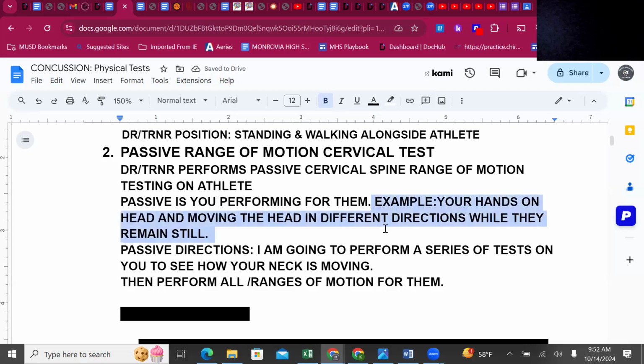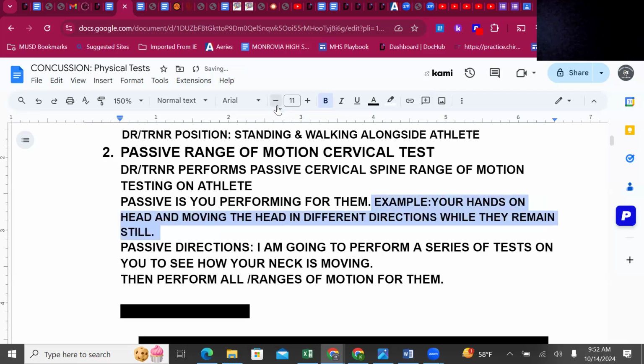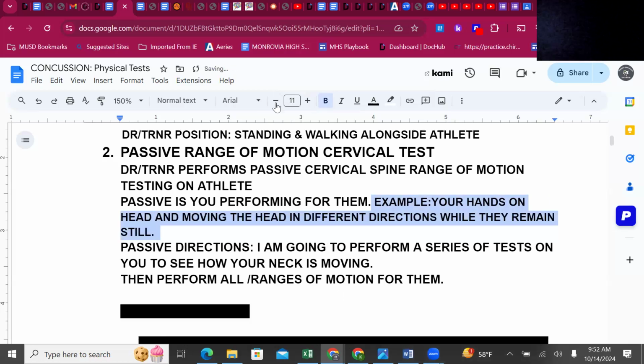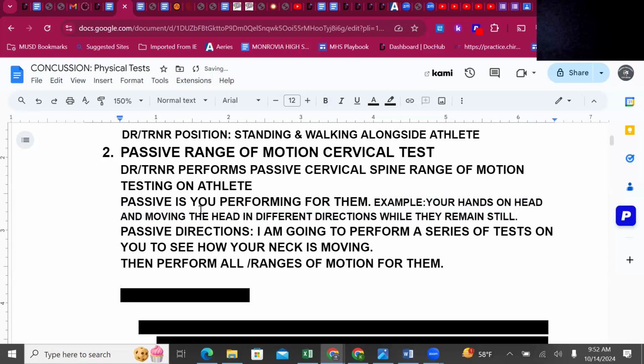Make that a little smaller so it fits on the lines you had created for yourself. So passive is you performing for them. Example, your hands on head and moving the head in different directions while they remain still. Passive directions: I'm going to perform a series of tests on you to see how your neck is moving, then perform all ranges of motion for them.